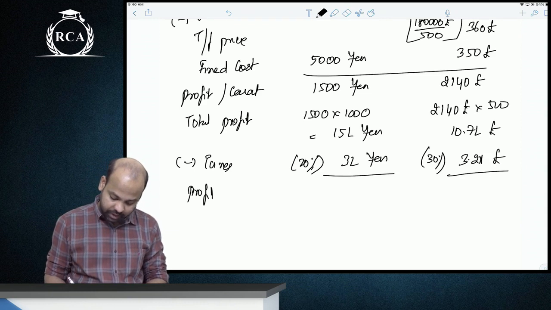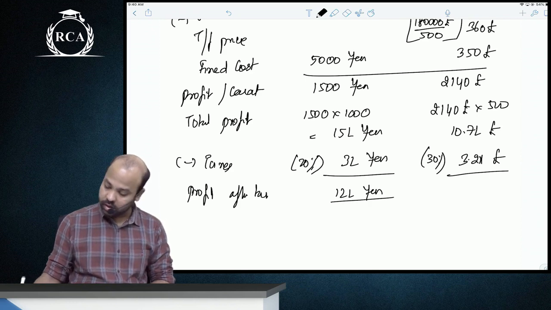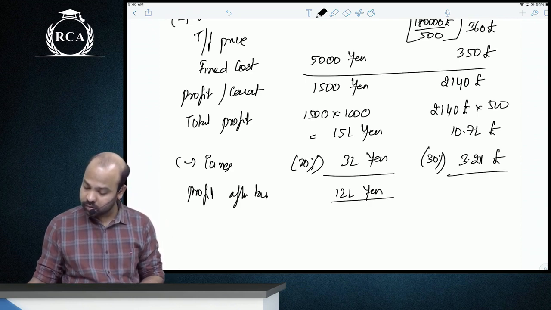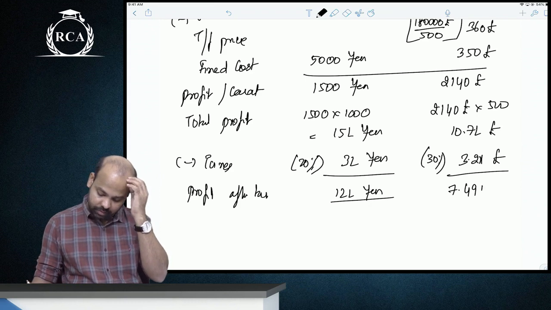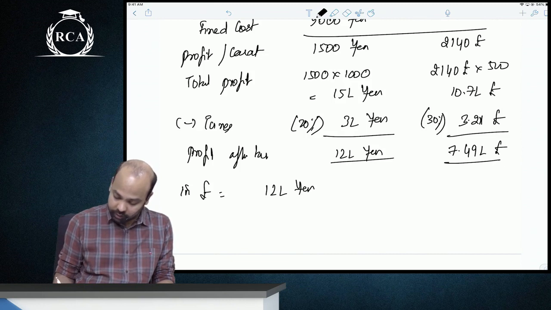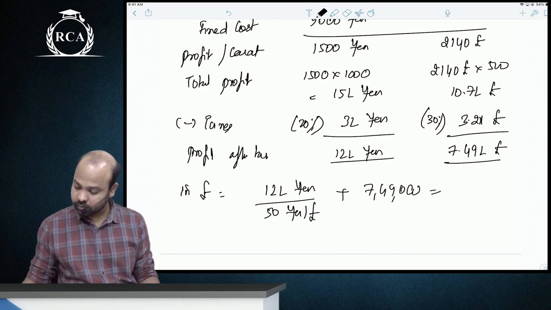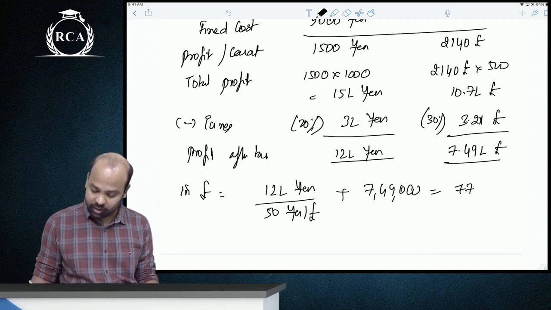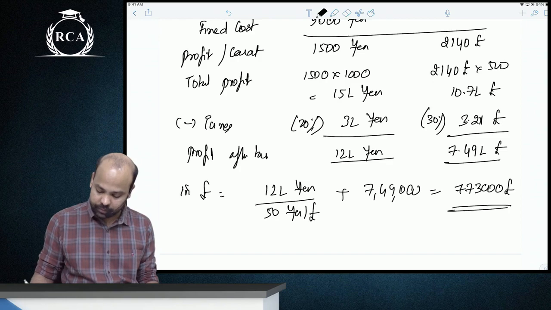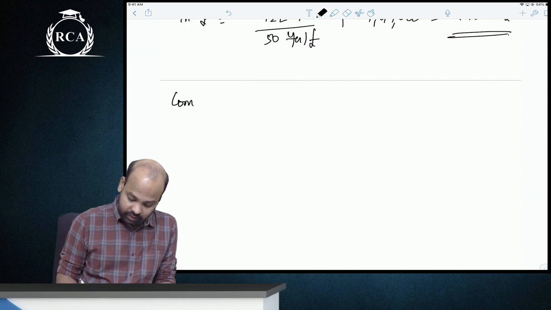So your profit after tax, guys, here it is 12 lakh yen. Here it is 7,49,000 pounds. In pounds, if I convert, that will be 12 lakh yen divided by 50 yen per pound, plus 7,49,000 pounds, which is 7,73,000 pounds. This is the profit. Please understand, guys, earlier it was 7,85,000, now it is 7,73,000. This is just for our understanding, guys.